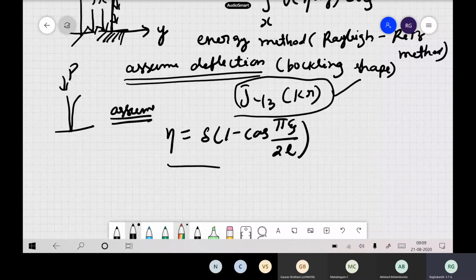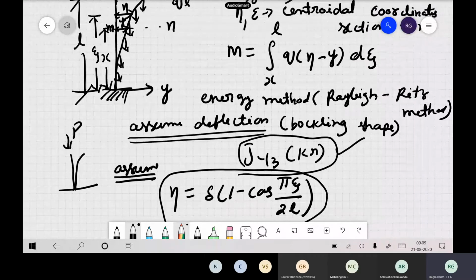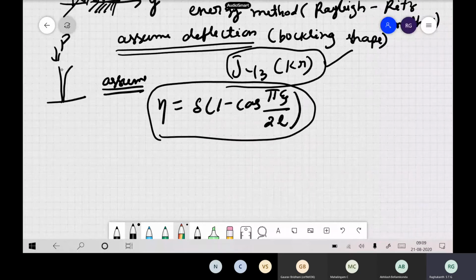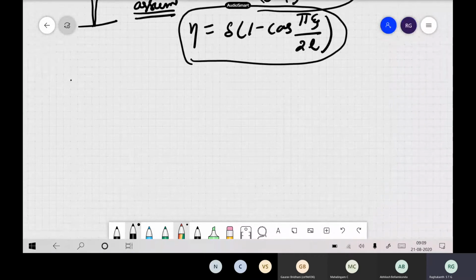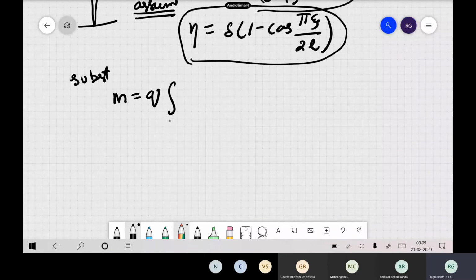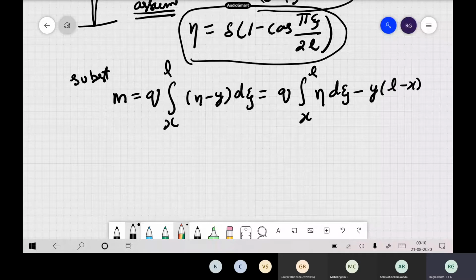If we see 1 minus cos pi psi by 2l, it satisfies the geometric boundary conditions: slope is 0, deflection is 0, and at the free end bending moment is 0 and shear force is 0. This comes directly from the cantilever. So we assume the buckling mode shape is like this, for the centroidal axis as well as y itself. Now we substitute and calculate the bending moment. M is equal to the integral of q from x to l of eta minus y d psi. So this becomes q times the integral of eta d psi minus y times l minus x.